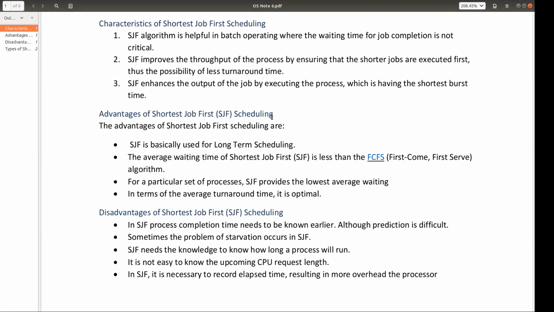But in the dynamic environment where we don't know what our next CPU burst length will be, it is very hard to predict, and that prediction we will do by some mathematical applications today.